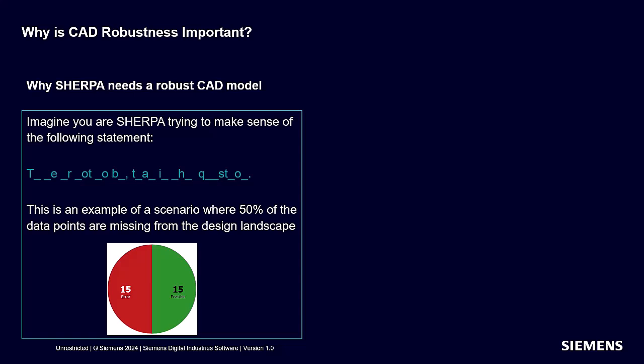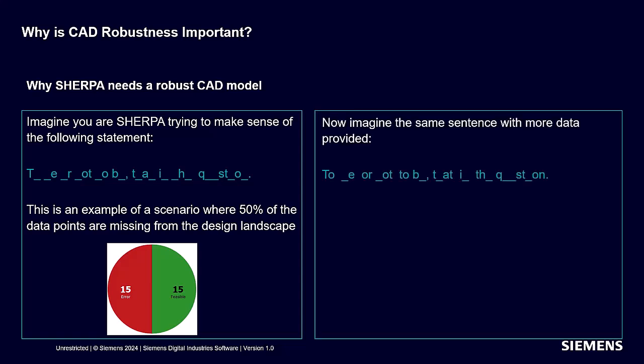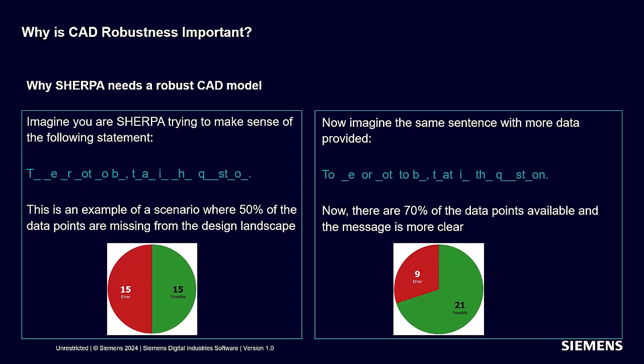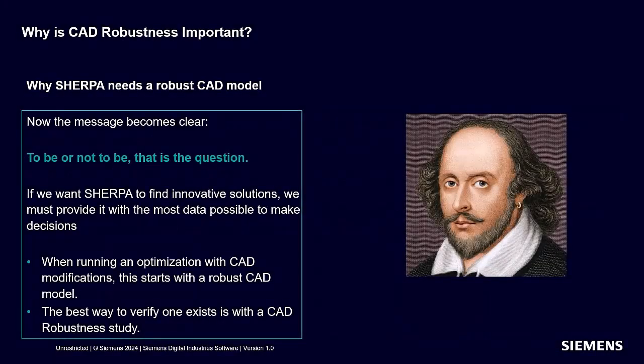Error designs are the equivalent to the missing information from this sentence. With a reduction in error designs, meaning the CAD is more robust, we are reducing the amount of missing information. If we are presented with more information, the sentence becomes much more clear. Now we can see 70% of the same sentence and the answer becomes discernible. The same is true for SHERPA. Presented with 70% of the design space, it has a significantly higher chance of finding high-performing solutions. The answer becomes clear with enough data to navigate and sort through to the solution.